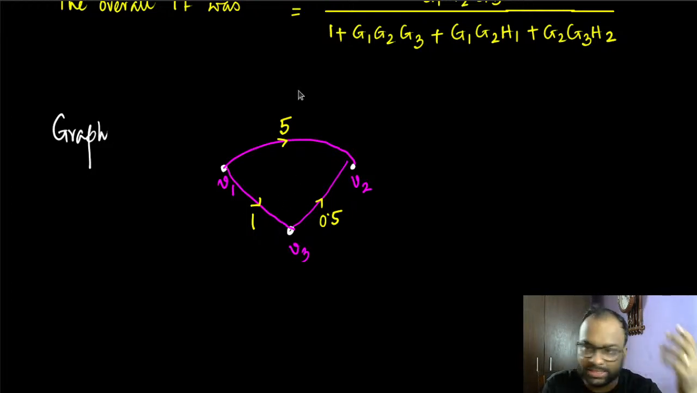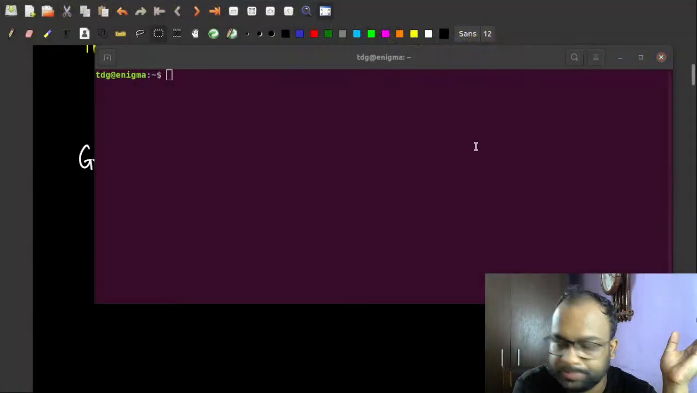This could be other things as well. This could be computers, say V1, V2, V3, and these lines are how they are communicating with each other. Just to show you what I mean, I use a Linux computer.